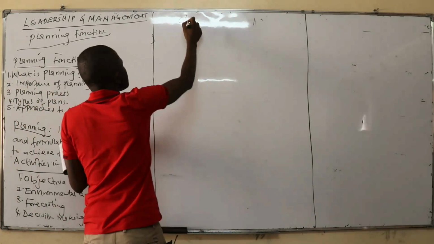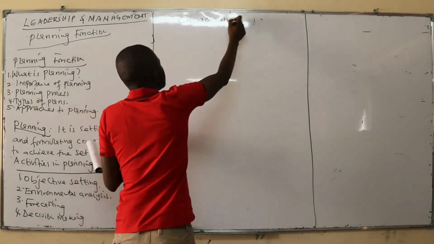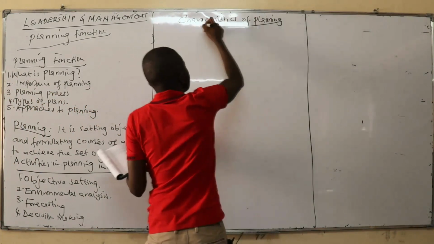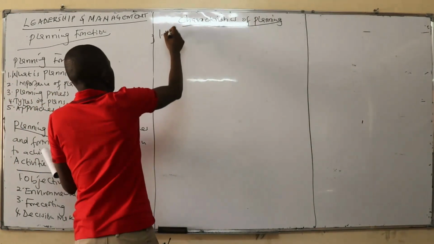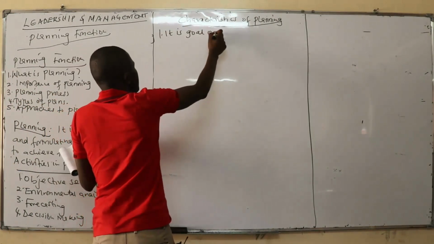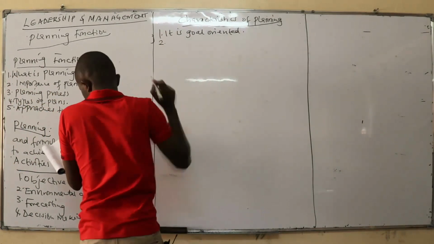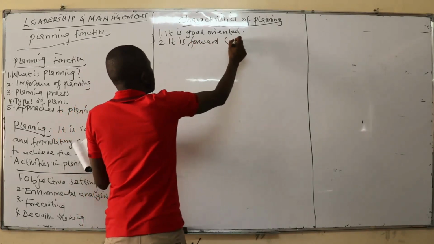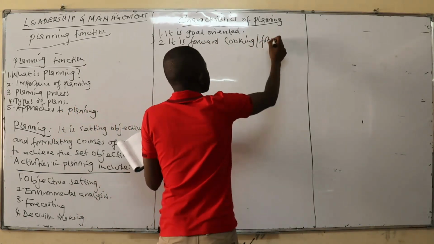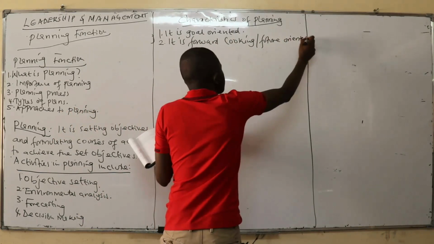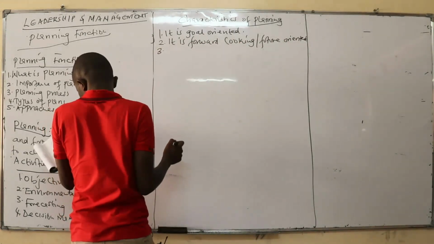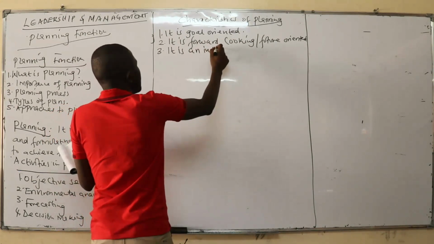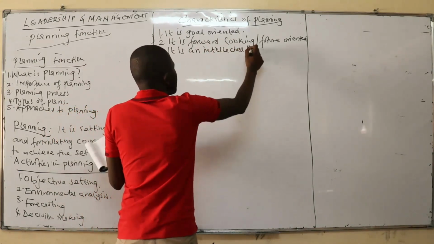Let's understand characteristics of planning. And one of the characteristics, it is goal-oriented. And that's why we said it's involved with setting objectives of the organization. It is forward-looking or future-oriented, unlike controlling. Controlling, we shall say, it is present-oriented. Then, it is an intellectual process. It requires a lot of thinking. You have to think. It's an intellectual process.